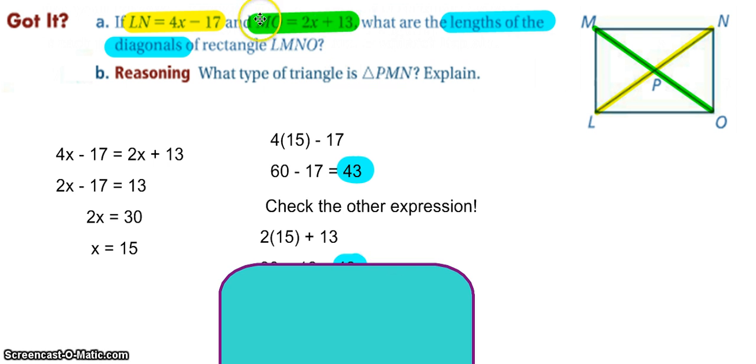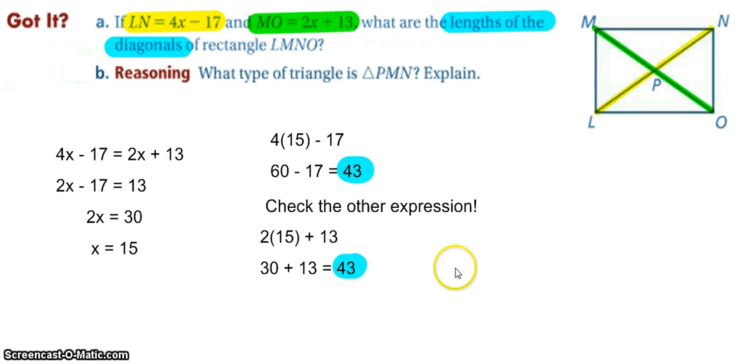Now to check our work, we can check the other expression. So grab the other MO expression for the diagonal. It's 2 times 15 plus 13. 2 times 15 is 30, and that plus 13 is 43. So both diagonals equal 43, so we know our work is correct. If you have yet to do B, please pause the video and do so.